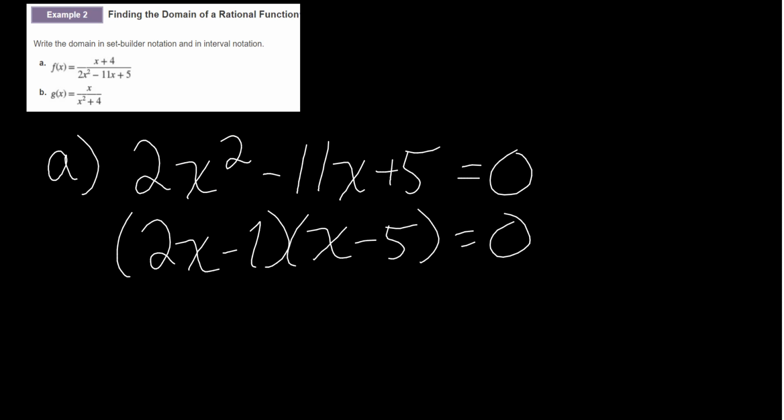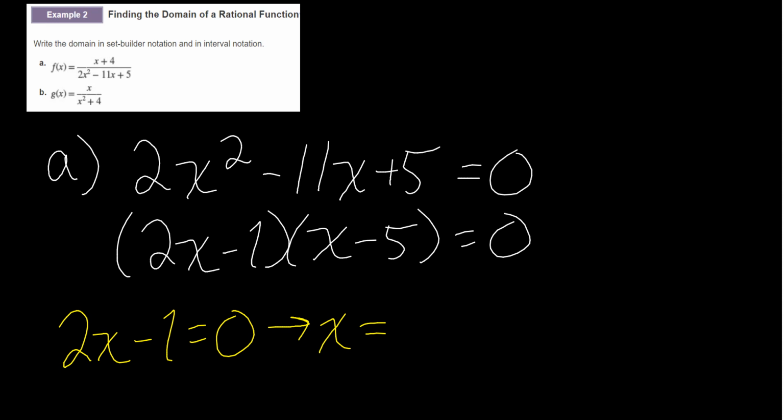And then it looks like from here, what I'm going to do is set each one of these equal to 0. So I'm going to set 2x minus 1 equal to 0, and then I'm going to set x minus 5 equal to 0. I'll have 2x minus 1 equal to 0, which means if I add 1 to both sides and divide by 2, I've got x is equal to 1/2. And then if I did x minus 5 is equal to 0, I get x is equal to 5.